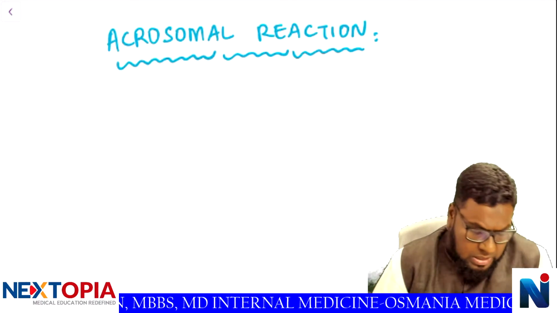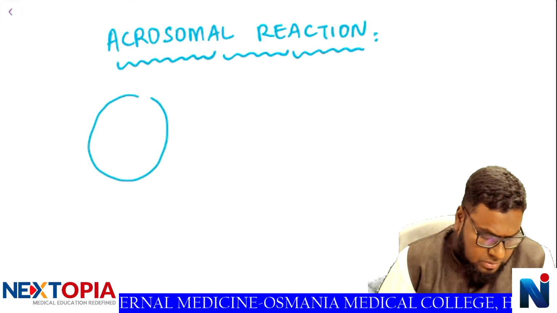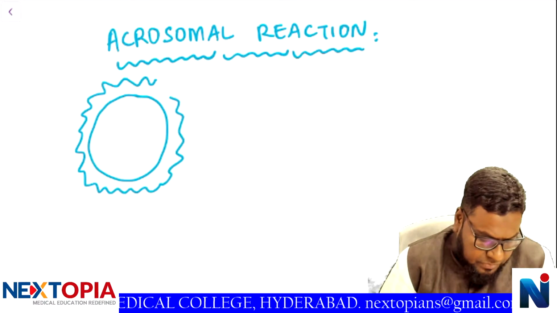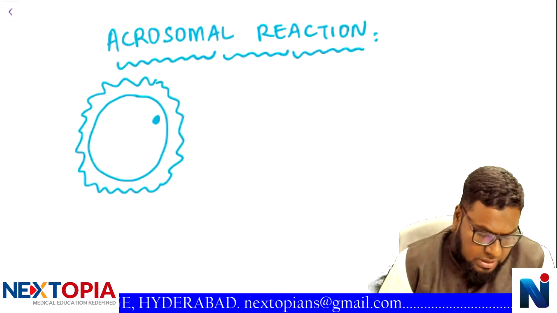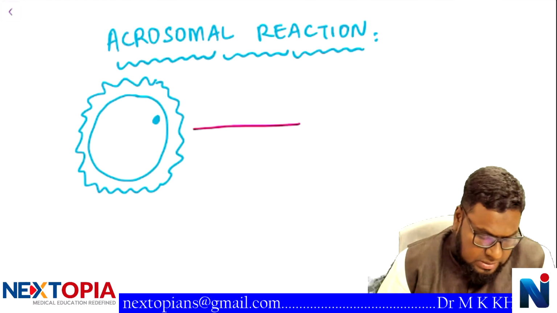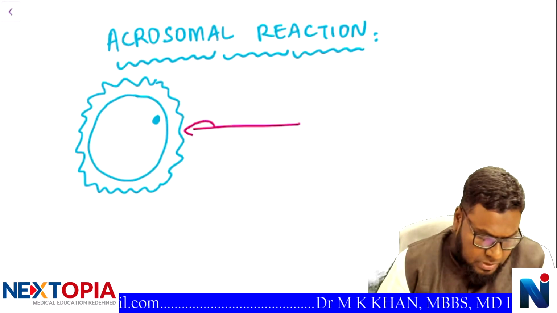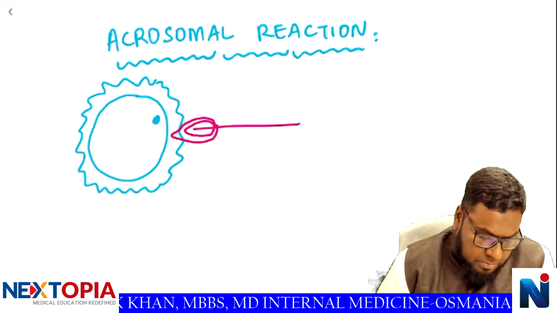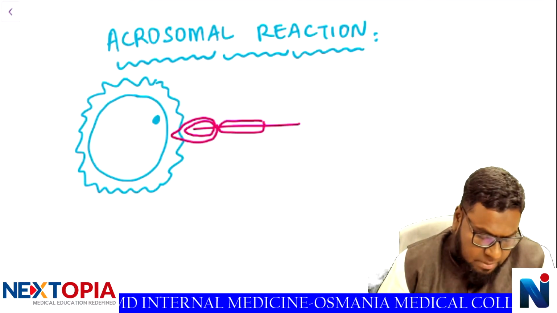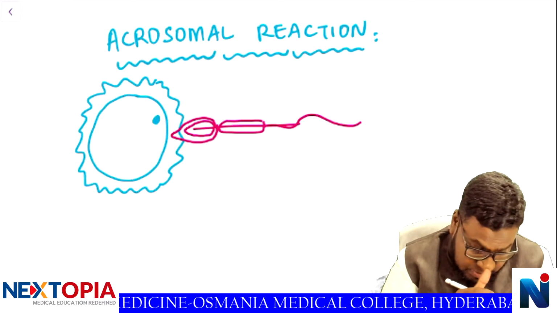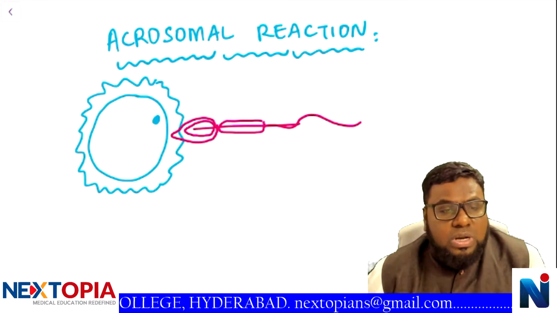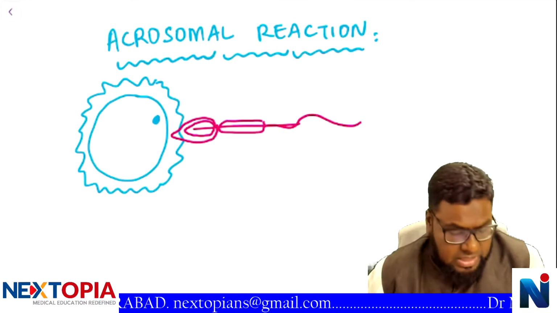What happens is, so if this is the corona radiata, the outermost covering is the zona pellucida, and innermost we have got the ovum, and this is the head of the sperm. This is the middle piece of the sperm, and this is the tail of the sperm. So when this head comes in contact with the zona pellucida, what is known as the acrosome reaction occurs.